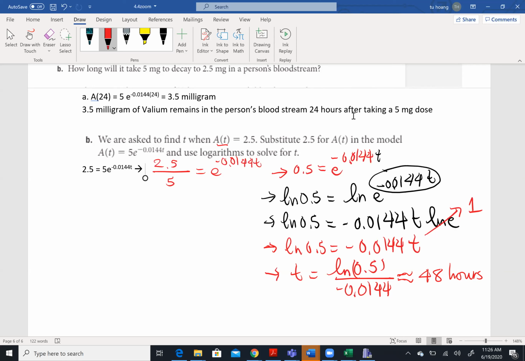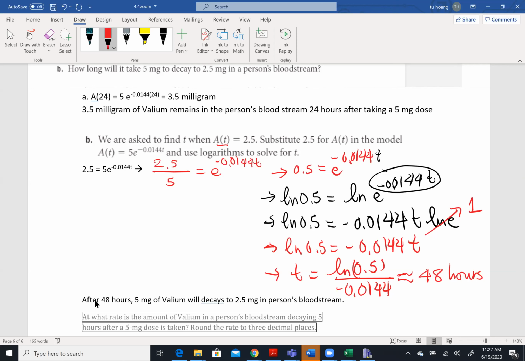If you want to interpret that, you say: after 48 hours, 5 milligram of Valium will decay to 2.5 milligram in the person's bloodstream.